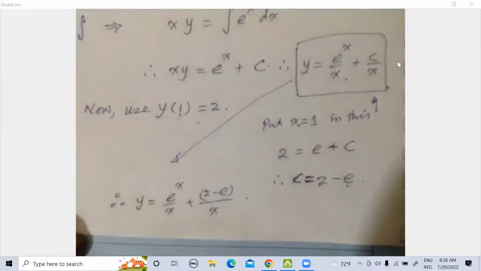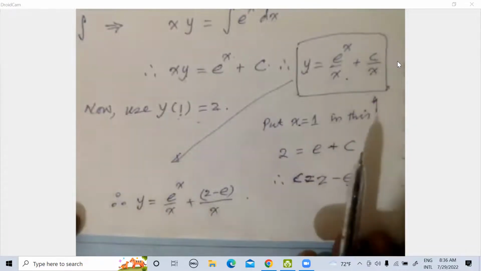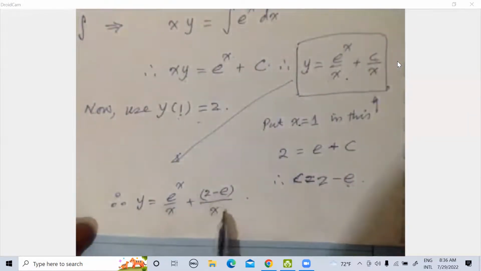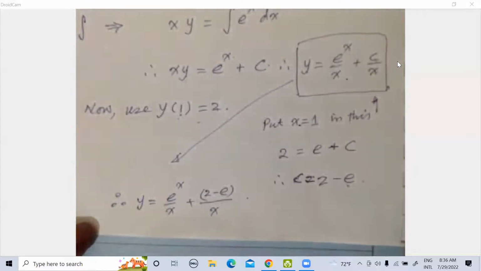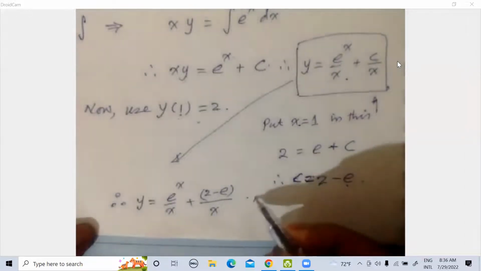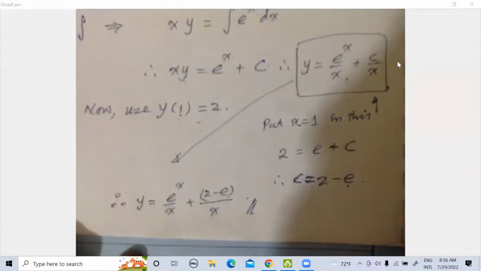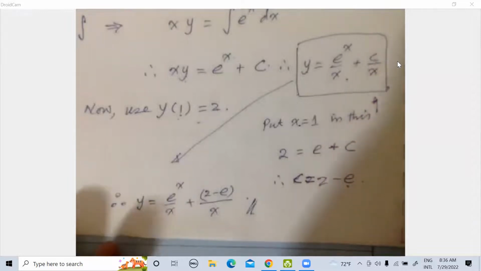Therefore, this differential equation subject to that condition gives us how many solutions? Just one, a unique solution. Okay, this is the solution. No arbitrary constant anymore. So that is how you solve a differential equation with a condition attached to it.